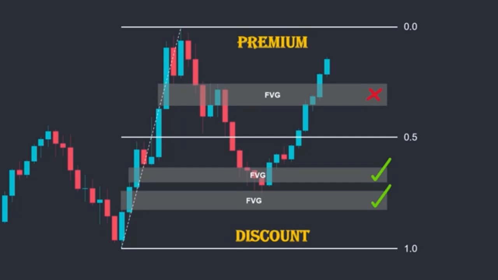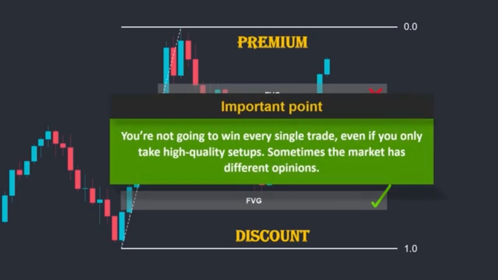It works best when the market is making deep retracements, but if we are witnessing an aggressive trend, buying in the premium side of the range can also be profitable. However, the important point here is that you're not going to win every single trade, even if you only take high-quality setups.